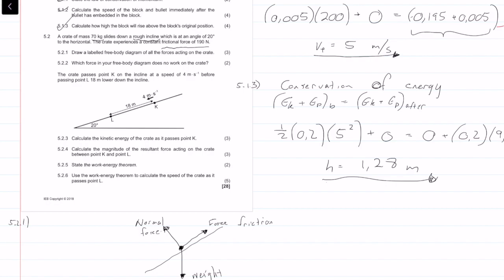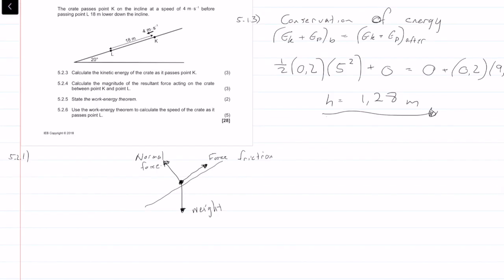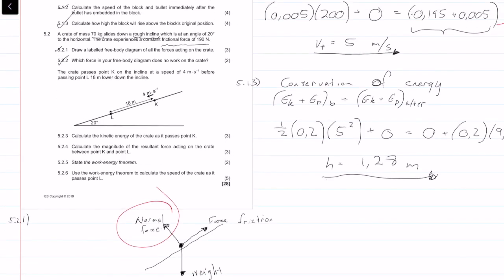Okay, then it says which force in your free body diagram does no work on the crate. Okay, so that would be the normal force. The normal force does not do any work on the crate. So 5.2.2 would be the normal force. Okay, and we get ourselves 2 marks.